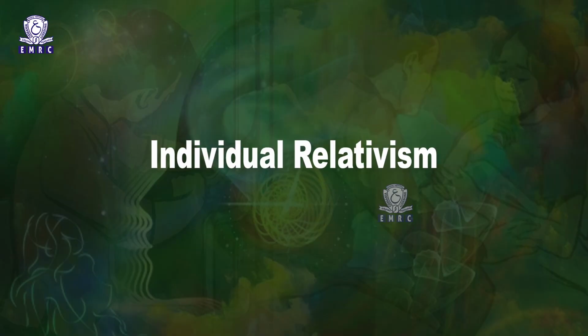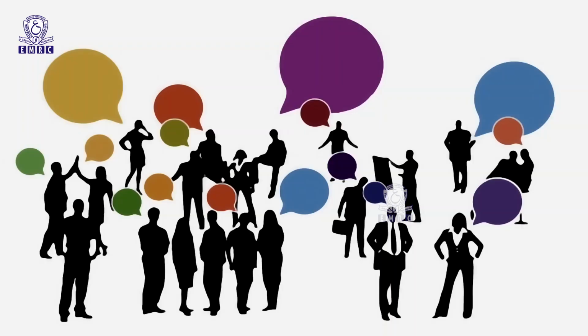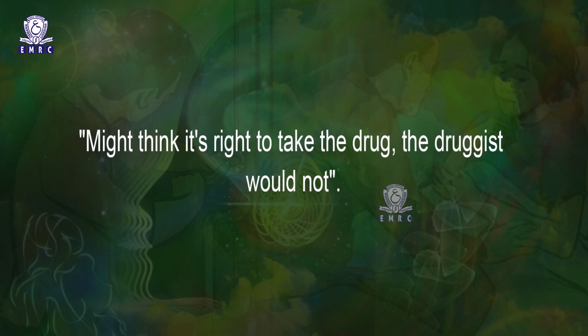And the second stage in this pre-conventional level is individual relativism. Different people have different views. You scratch my back, I'll scratch yours. So at this level, children recognize that there is not just one right view that is handed down by the authorities. Different individuals have different viewpoints, and hence Heinz might think it's right to take the drug, but the druggist would not. Since everything is relative, each person is free to pursue his or her individual interests.